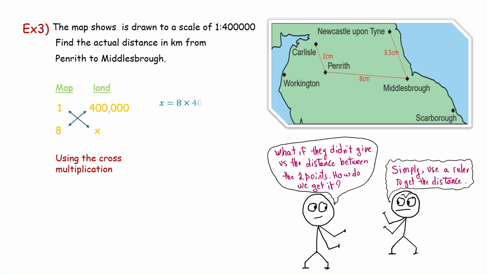So x equals 8 times 400,000. X equals 3,200,000 centimeters, but they want the answer in kilometers. So we have to divide by 100,000. So x equals 32 kilometers.